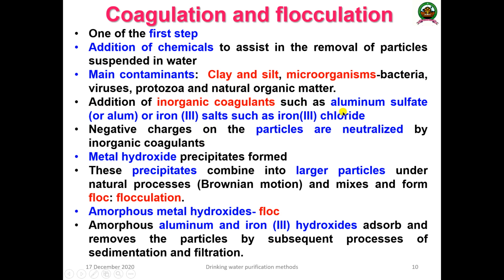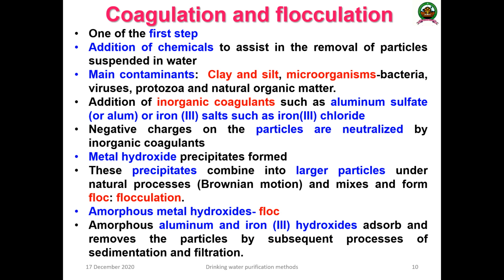What is alum? It is aluminium sulfate. Or you need to add an iron salt such as iron chloride. Iron chloride or aluminium sulfate you can add. So what will happen? The particles have a lot of negative charge. The negative charge on the waste material, the suspended charged particles, is neutralized by the inorganic coagulant.